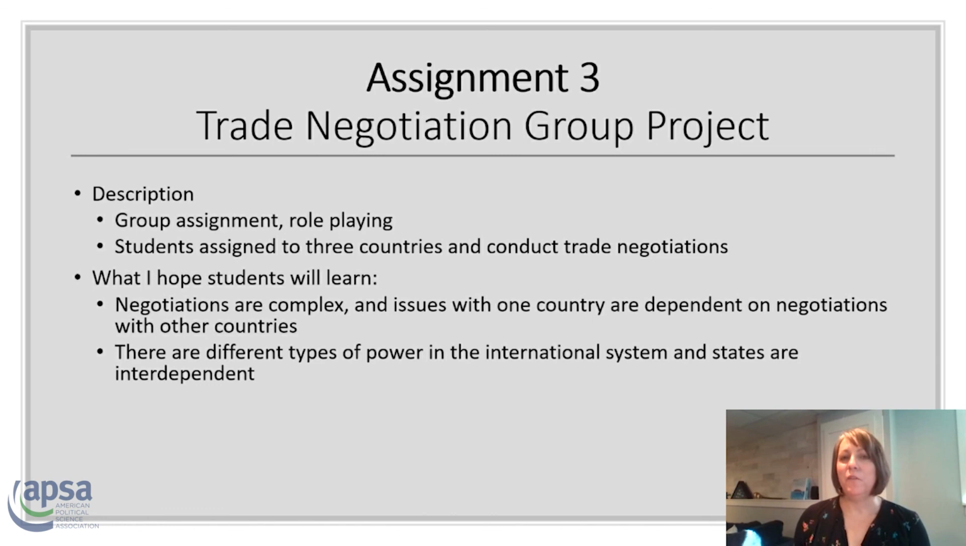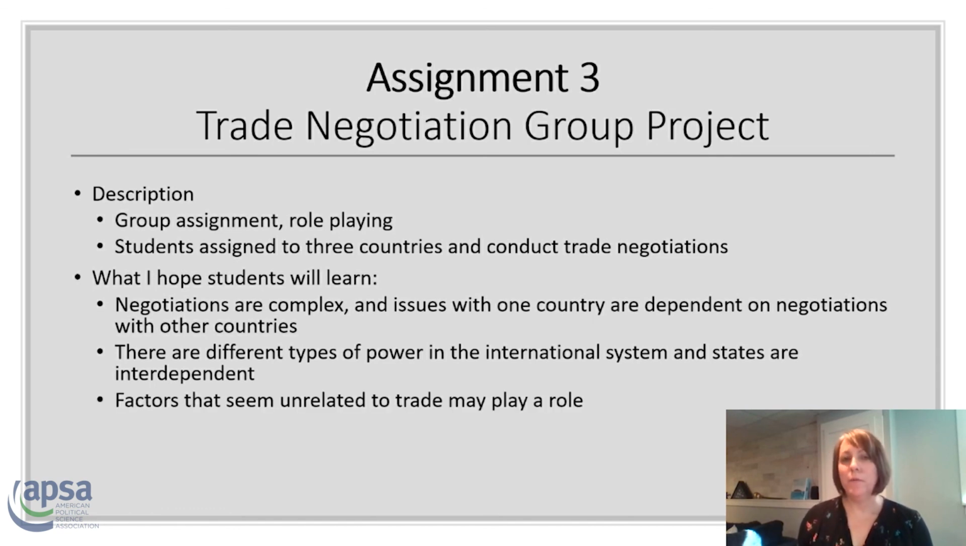I also want them to know that there's different types of power in international relations, and that just because a country is a poor developing country doesn't mean they don't have power. In this particular assignment, the country C has a rare element that they mine there that is necessary for creating cell phones.